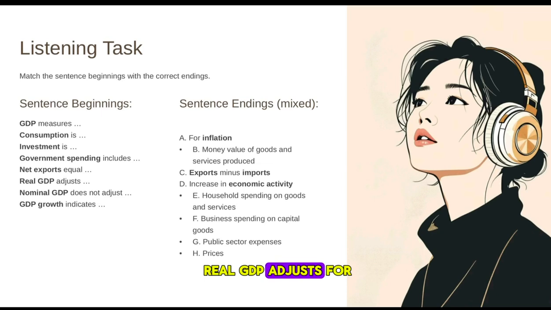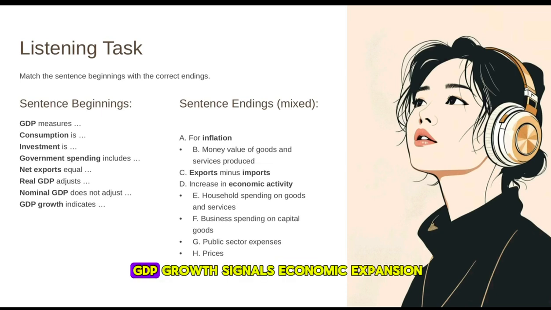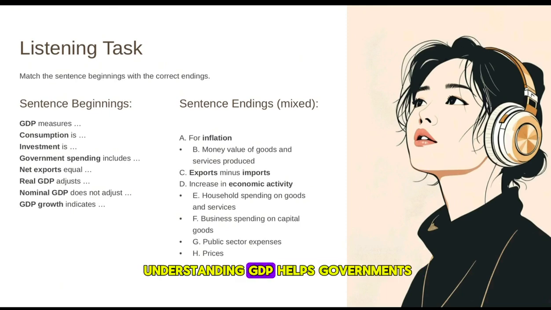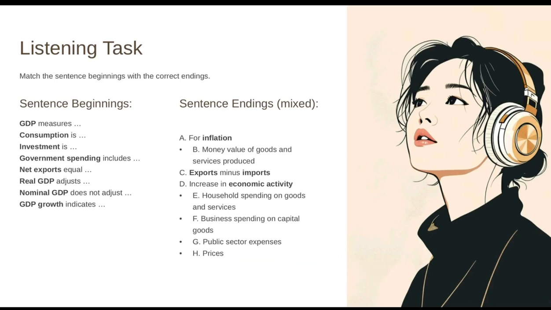Real GDP adjusts for inflation, while nominal GDP does not. GDP growth signals economic expansion, and a decline may indicate a recession. Understanding GDP helps governments make policy and businesses plan strategies.